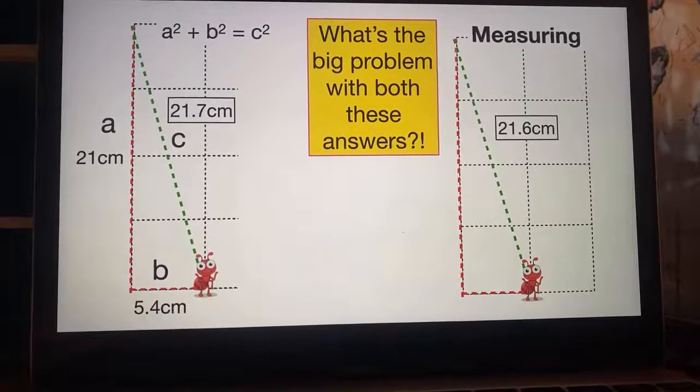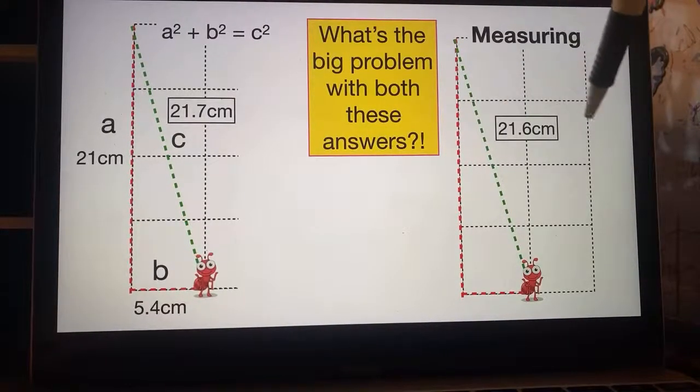What is the problem with both these answers though? So we've measured it, we've got 21.6. We did the maths, we got 21.7. I'm very happy with that. I can see that, but there's some problem with this. What you can see on the screen here.